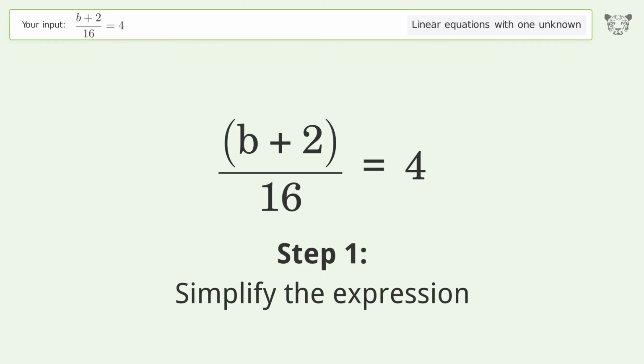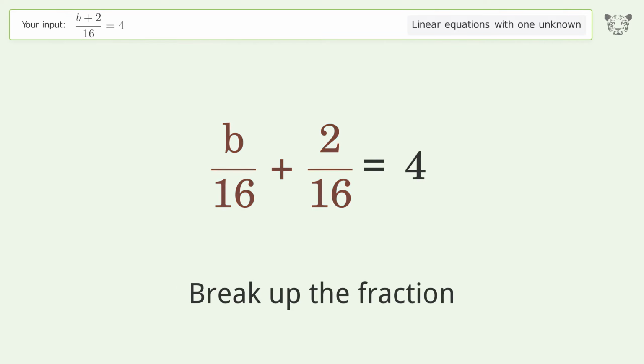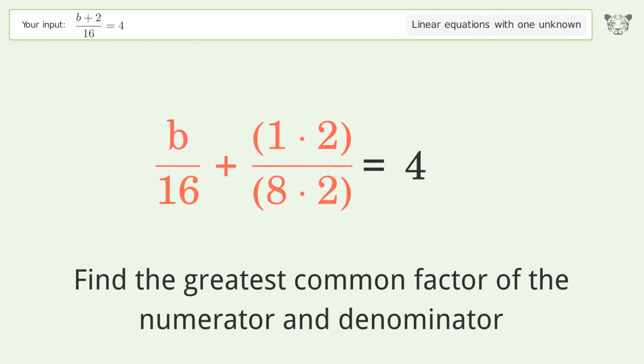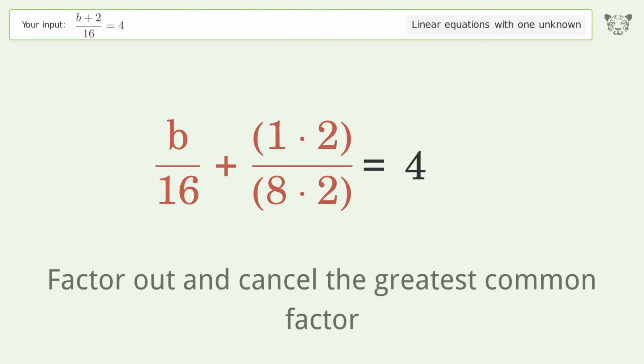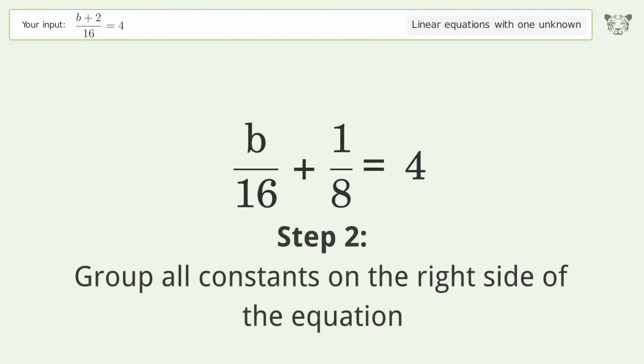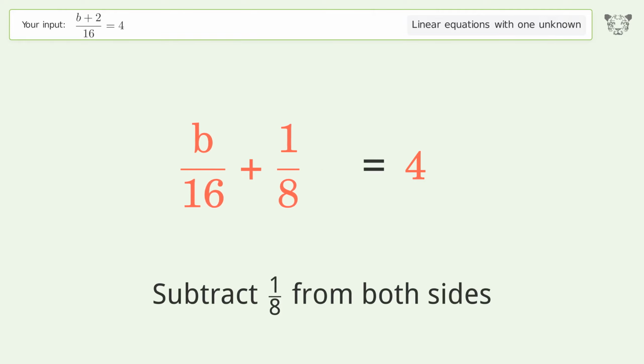Simplify the expression. Break up the fraction. Find the greatest common factor of the numerator and denominator. Factor out and cancel the greatest common factor. Group all constants on the right side of the equation. Subtract 1/8 from both sides.